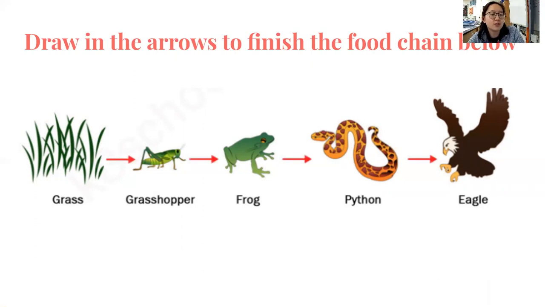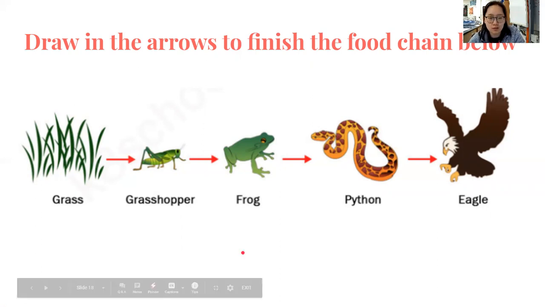Here would be the answers. You would have an arrow going from the grass to the grasshopper because the energy is going from the grass to the grasshopper. The energy is then going to be passed on to the frog. The energy is going to be then passed on to the python, and then lastly passed on to the eagle. So the arrows are showing that.